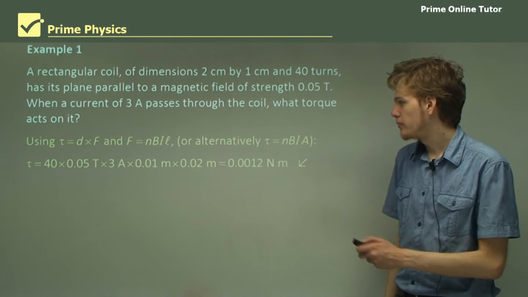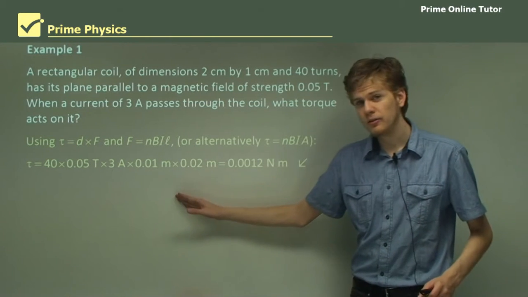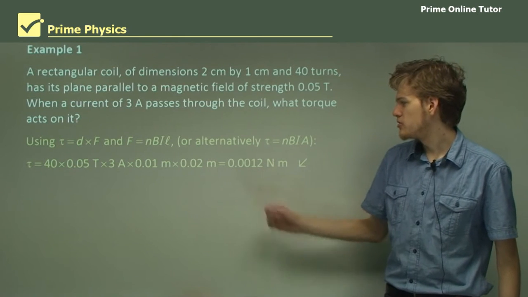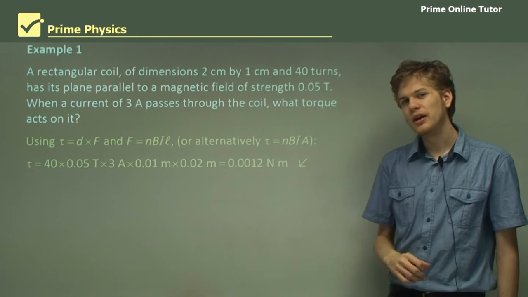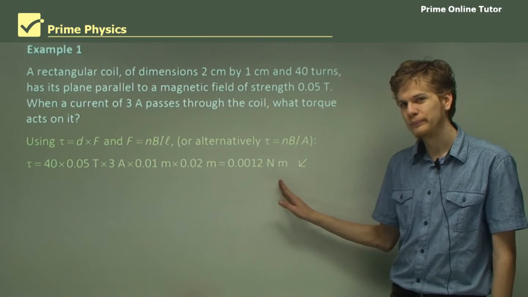So, putting these into a calculator, we get an answer of 0.0012 Newton meters. Don't forget that these are the units of torque, not newtons.